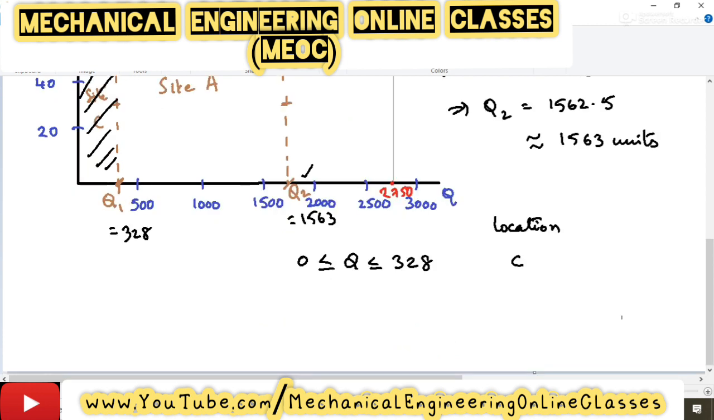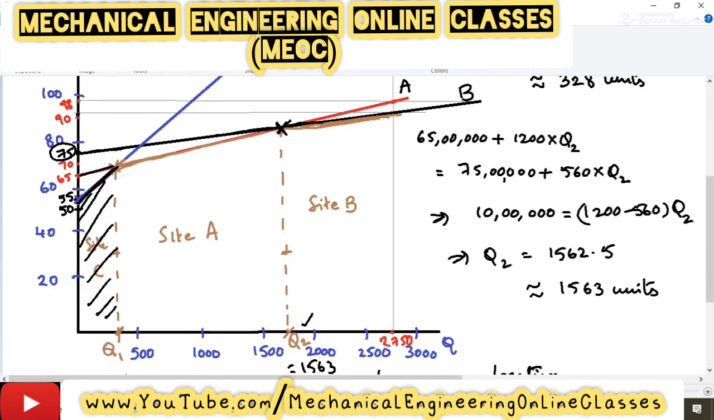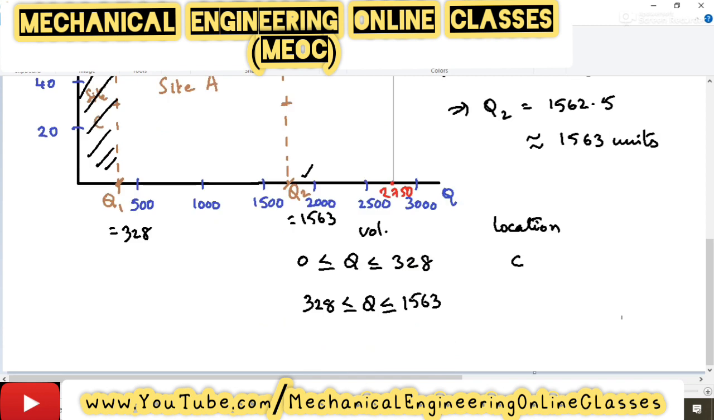So again, if the production volume is ranging from 328 to 1563, then the preferred location, out of these three lines we have to check. This is one line, this is another line, this is the third line. So out of these three, this is the lowest line, which is indicating site A. So if the production volume is ranging between 328 and 1563, site A is preferred.